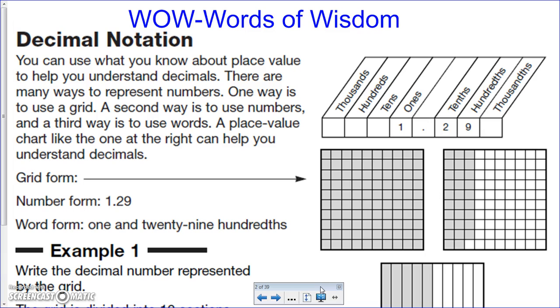In number form, this looks like a 1, a decimal point, followed by a 2, 9. In word form, it's written as 1 and 29 hundredths. The and represents the decimal point.